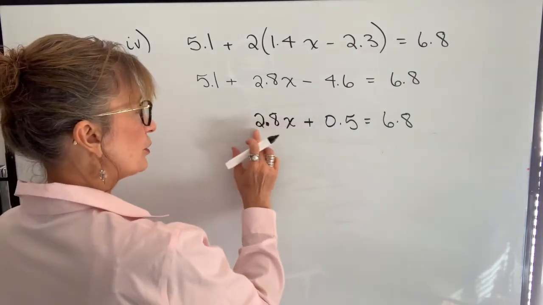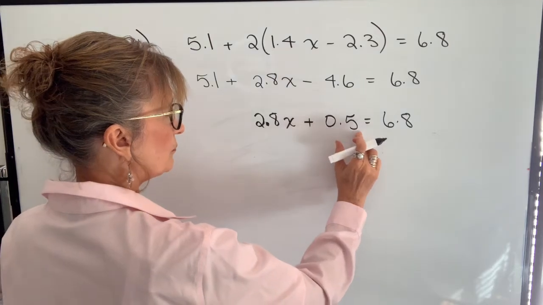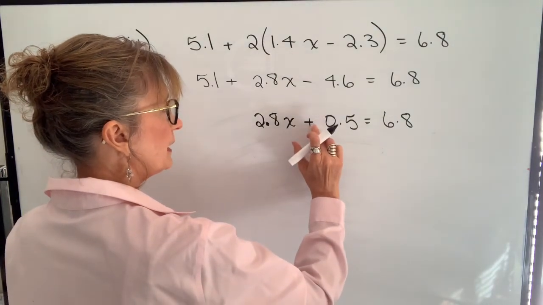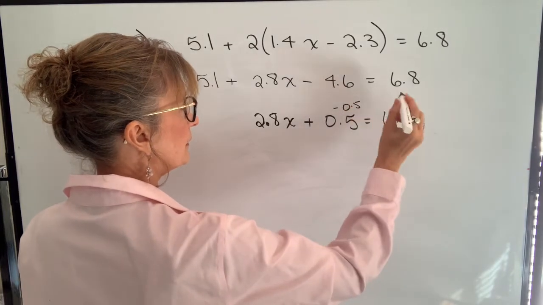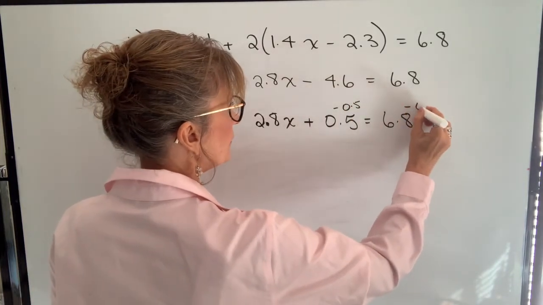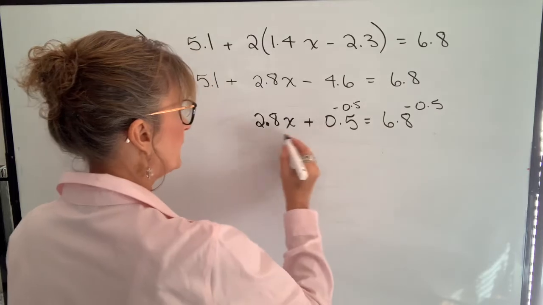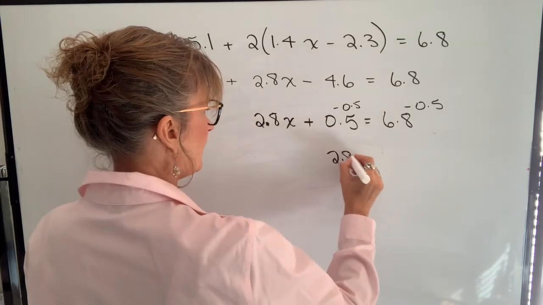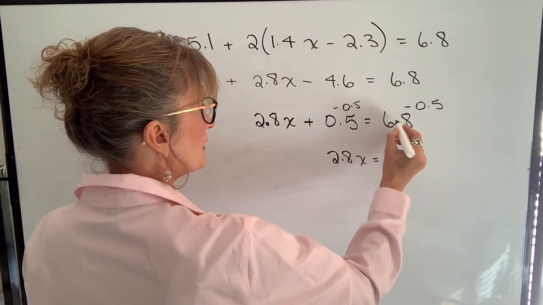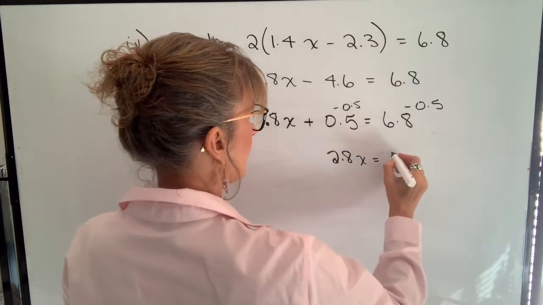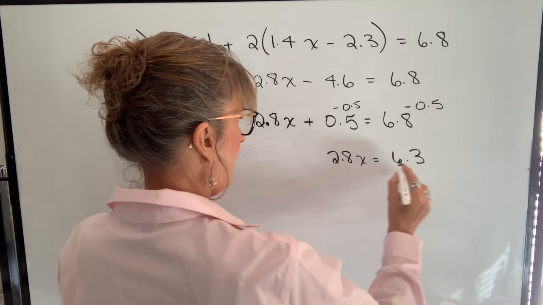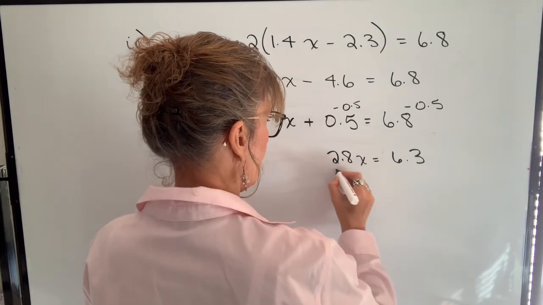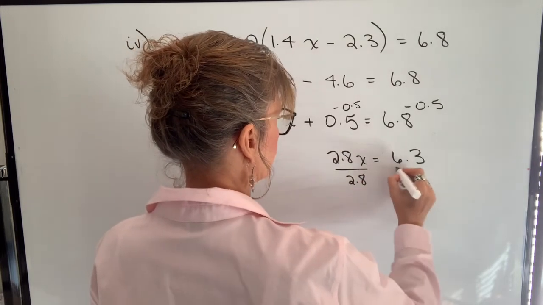Now I want this term by itself, so I want to move the 0.5. I want to get rid of it. To get rid of it, it's being added, so I have to subtract 0.5. So I do the same thing on the other side. So I'm going to have 2.8x equals 6.8 minus 0.5, which is 6.3. And then to solve this, I'm going to divide both sides by 2.8.